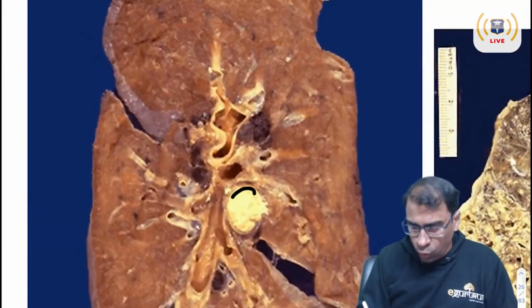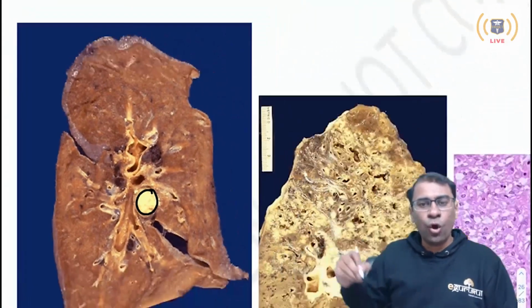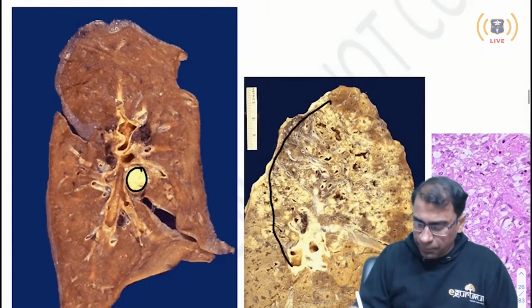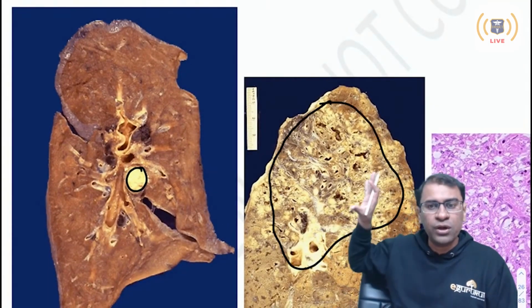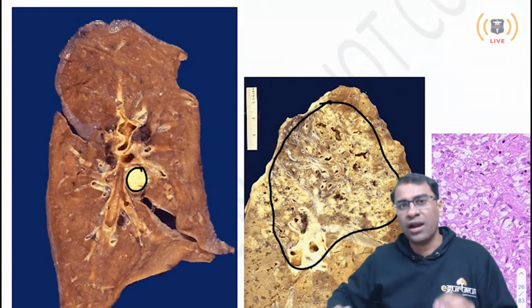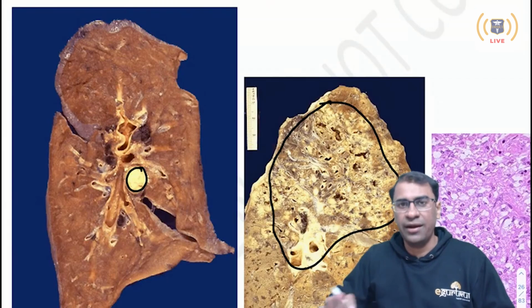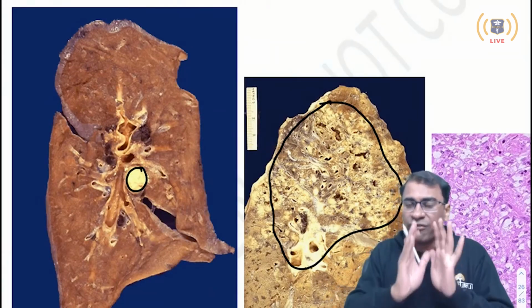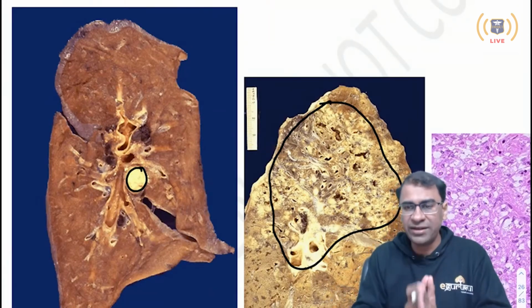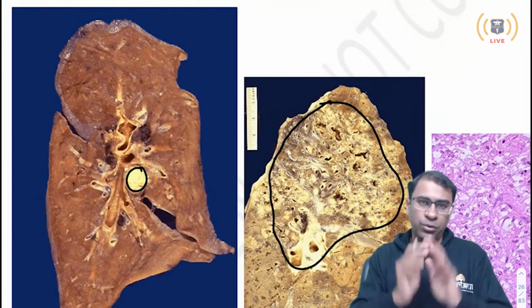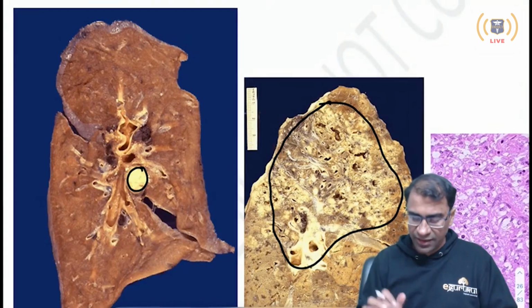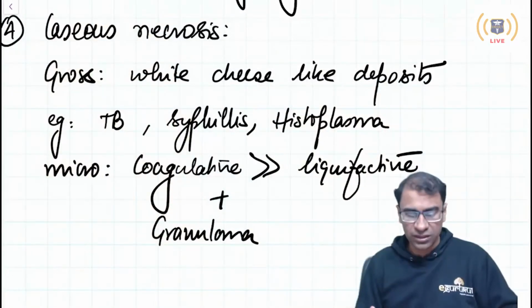We'll talk about granuloma separately also, but right now remember, whenever you see white cheese-like deposits, look at this lung again with localized white cheese deposits, or a lung showing widespread involvement. You see the complete area showing white deposits here. These are all types of caseous necrosis. So again I tell you, the word caseous refers to white cheese-like deposits.